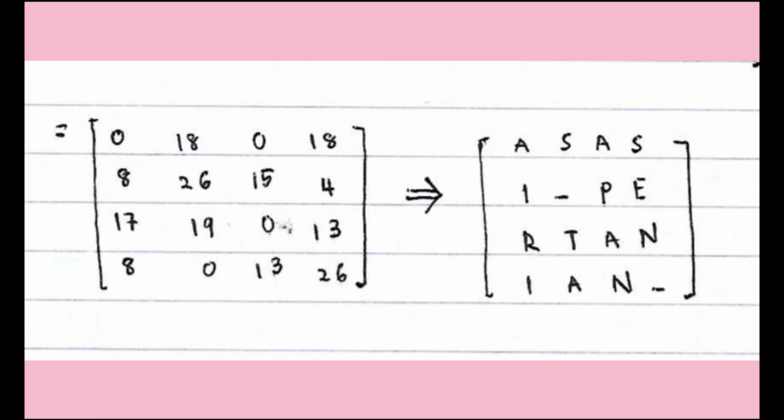Finally, we got to solve the message code from Along, which is written as ASASI PERTANIAN.